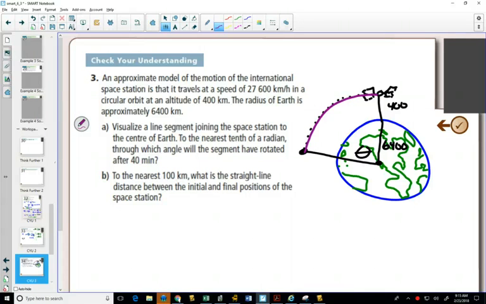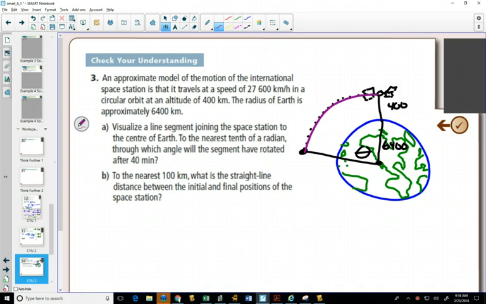Well, how far has it traveled? It goes 27,600 kilometers in 1 hour, and it's traveled for 40 minutes. Will it be more than 27,600, less than 27,600, or equal to 27,600 in 40 minutes? Well, if this speed says that's how far you would go in an hour, and you've gone 40 minutes, you would have gone a little bit less than that. But how do we figure out what that is?